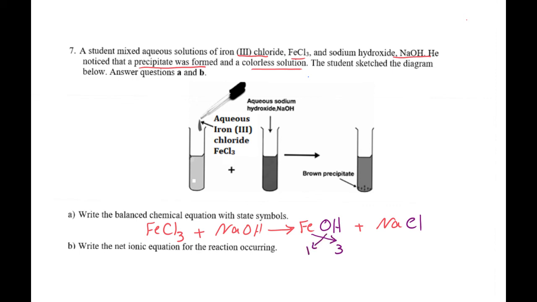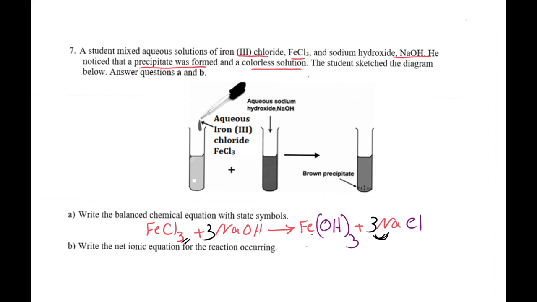So the formula will be Fe(OH)3. Sodium is monovalent as well as chloride, so the correct formula of sodium chloride is NaCl. What's left is to balance the equation. We have 3 Cl on that side, so we put 3 here, making Na3, put 3 here, and OH became also 3.